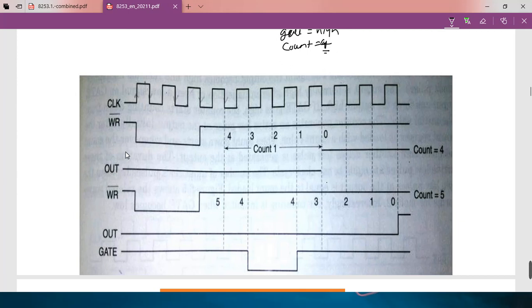So for interrupt on terminal count, the gate pin should be high. If at any time during the counting the gate pulse goes low, the count remains as it is, and it starts counting again from where it left off when the gate pulse goes to high.